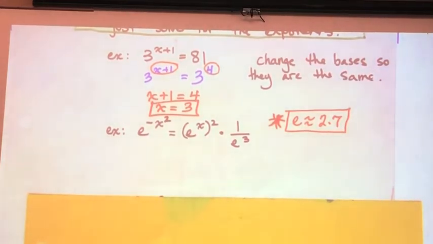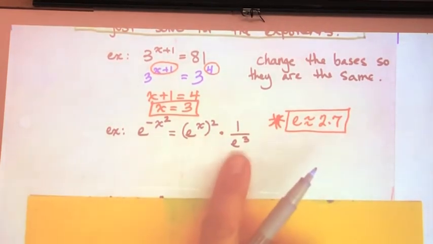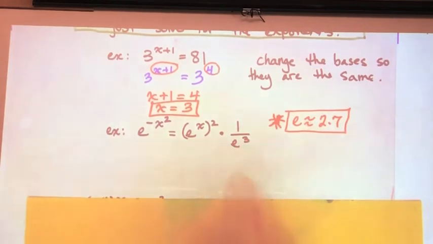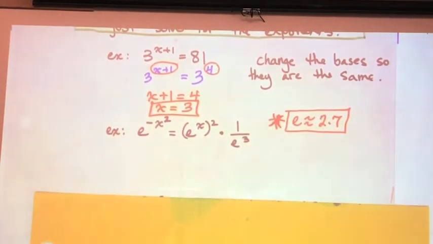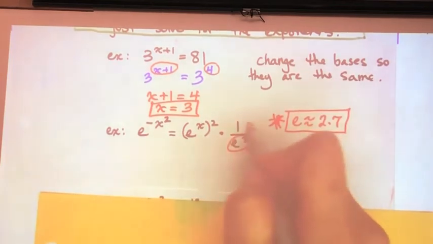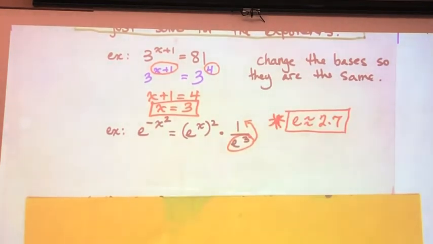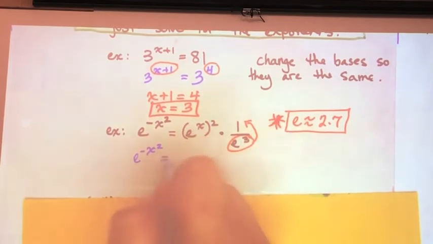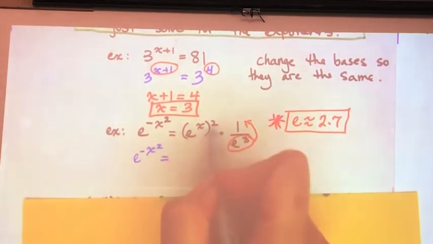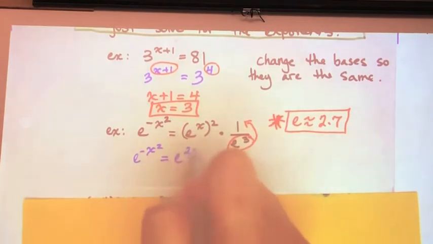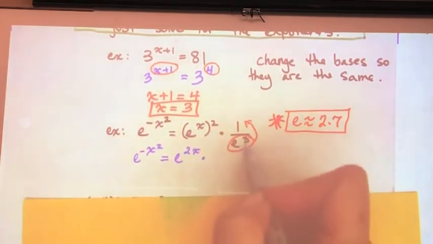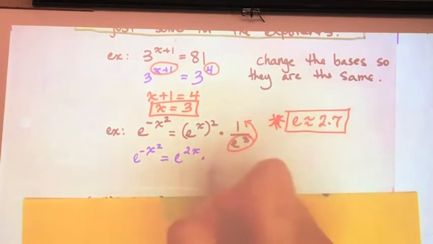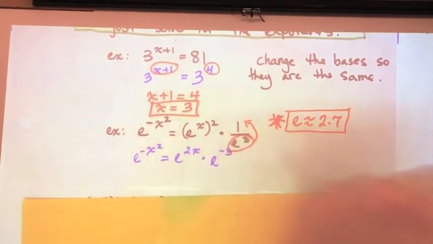We want to make these all into base e. Now all of them have a base e except for this one, because this is 1 over e to the 3rd power. But we can move this up top here like this, right? And change the sign of our exponent. So we get e to the negative x squared is equal to, here we have e to the x raised to the 2nd power, so we have e to the 2x, times, here we're going to move it up, so we have e to the negative 3rd power.